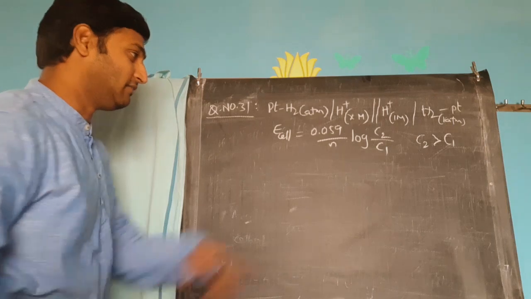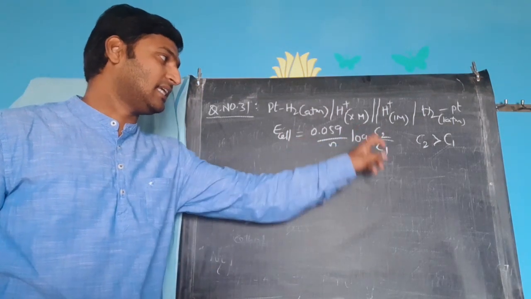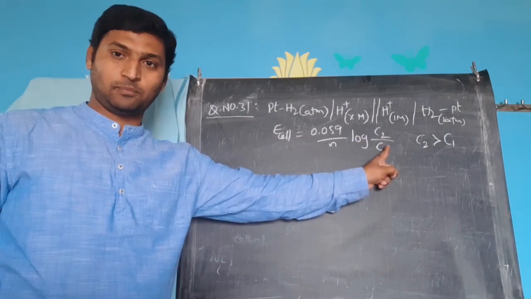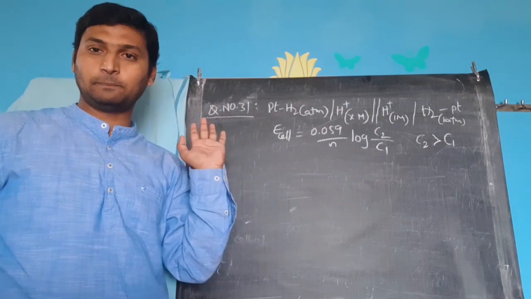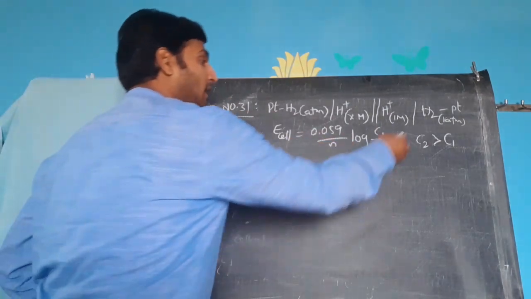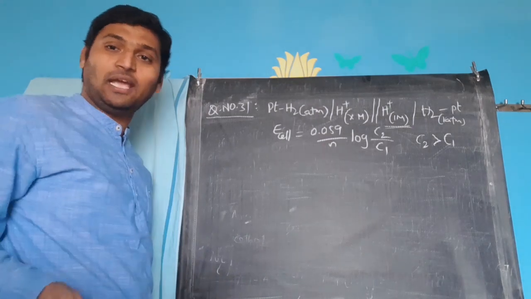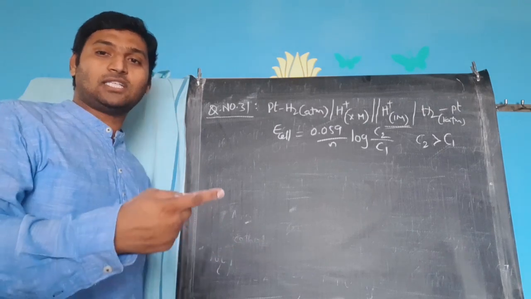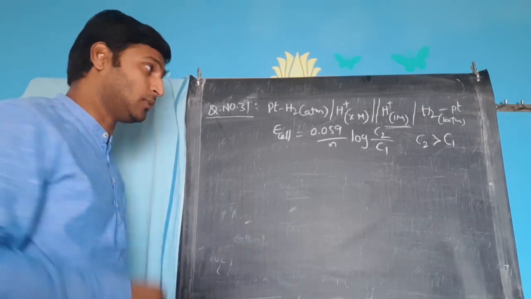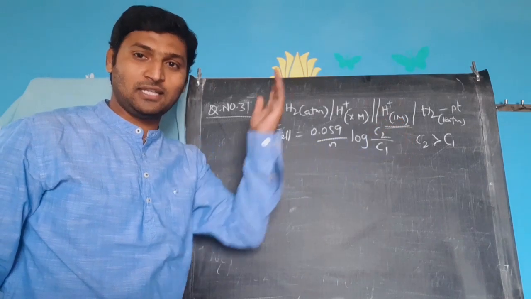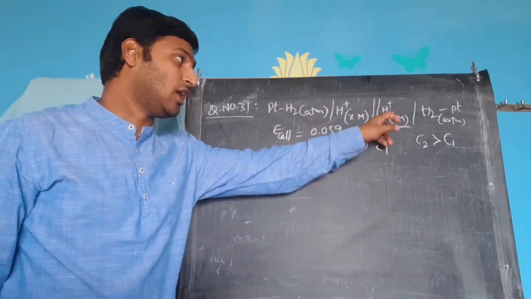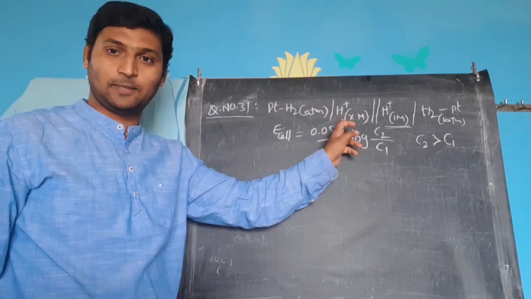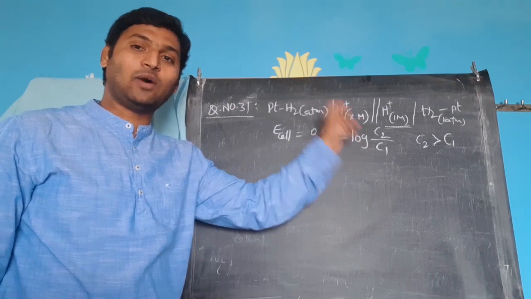where C2 should be larger than C1 because I have taken plus here. If I have taken minus here, C1 by C2. Why? For E cell to come spontaneous, this value should be more than 1. For the value to be more than 1, C2 should be larger. Now, generally which one will be larger? Cathodic concentration should be larger because potential at cathode must be larger. For potential to be larger, cationic concentration must be larger. That's why C2 must be larger. Means, what do you understand? Concentration of H plus must be less than 1 molar in the left half vessel.